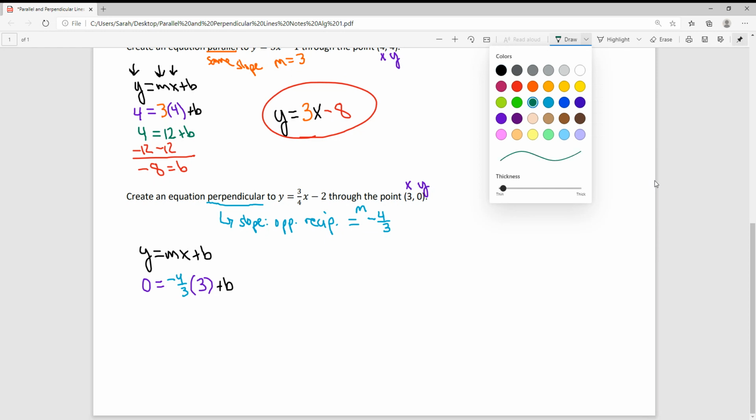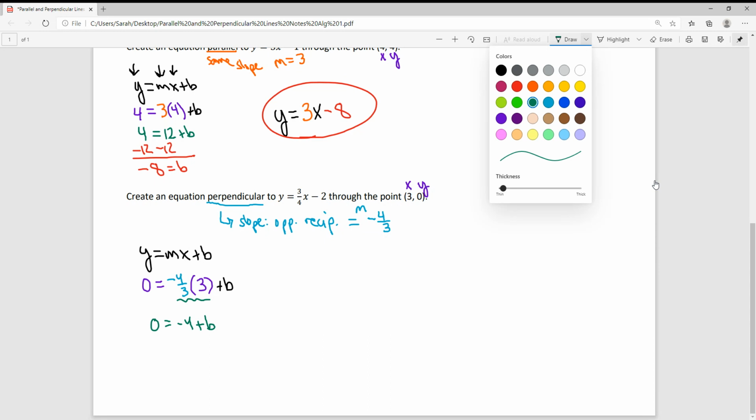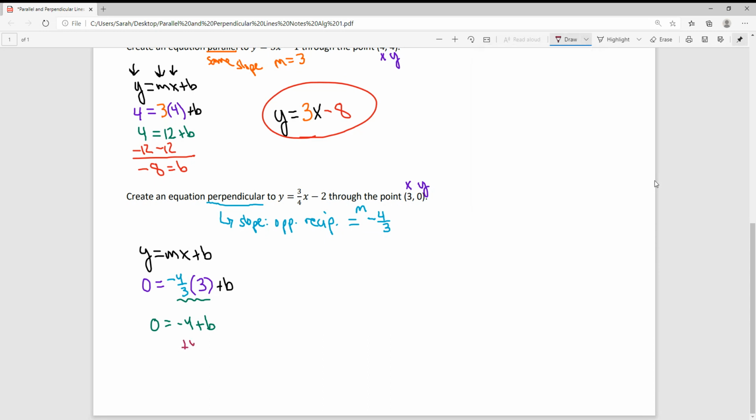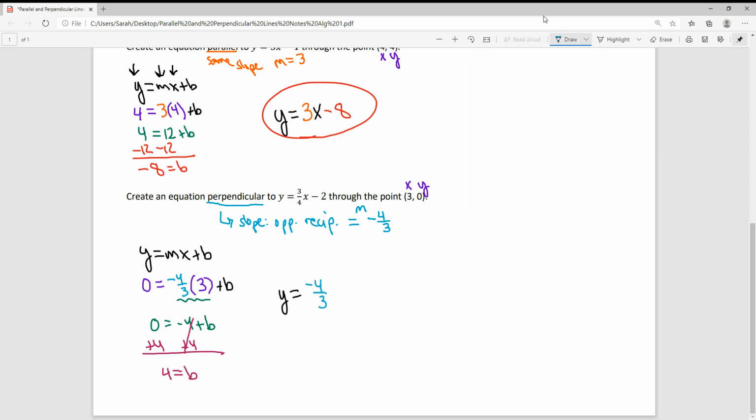Now I need to solve this. Start by multiplying here. You're welcome to use a calculator for that if you would like. Negative 4 over 3 times 3 is just negative 4. And now to get b by itself, I need to add 4 to both sides. 0 plus 4 is just 4. So I now have an m, I have a b, I can write my final answer equation. My final answer equation is going to look like y equals, my slope is that opposite reciprocal, negative 4 over 3, x, and then my b number was 4, so plus 4.